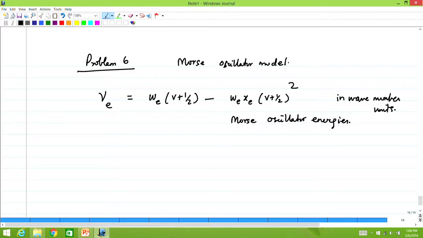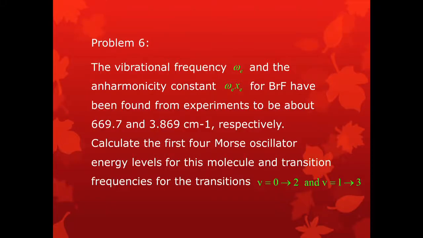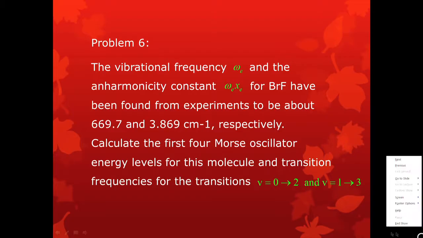Okay. Now, the problem that is given to you is the following. Let me now read the problem. The vibrational frequency omega_e and the anharmonicity constant omega_e x_e have been found from experiments to be 669.7 and 3.869 centimeter inverse. You are asked to calculate the first 4 Morse oscillator energy levels for this molecule and also the transition frequencies for the transitions v equal to 0 to 2 and v equal to 1 to 3. Okay. So, let us look at that.